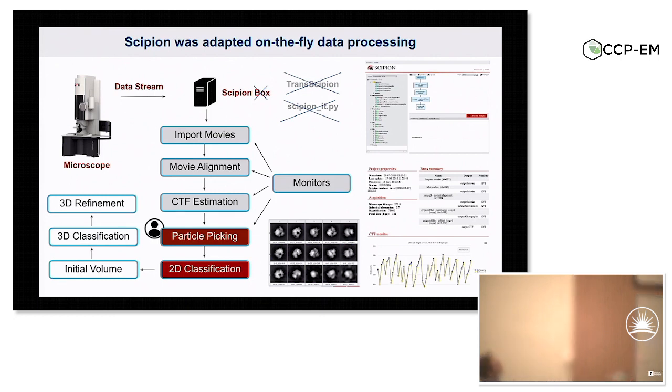So you can go with movie alignment. The first version of this streaming and on-the-fly data processing went until here, until CTF estimation. And then we also added some monitors, which were protocols or meta protocols that were not really computing. They were checking how the other protocols were going. And then you can generate HTML reports, seeing how things are going, or just analyzing your data.